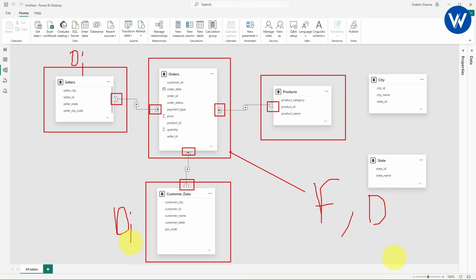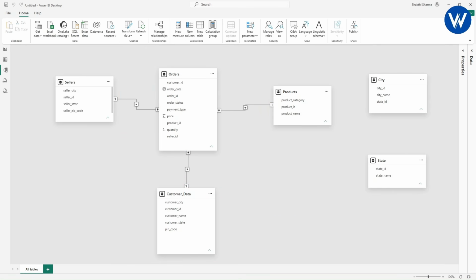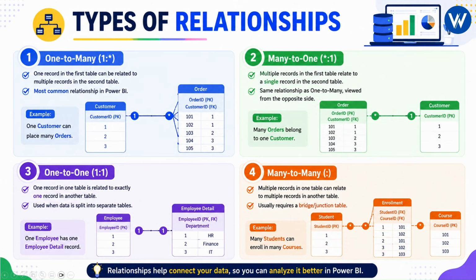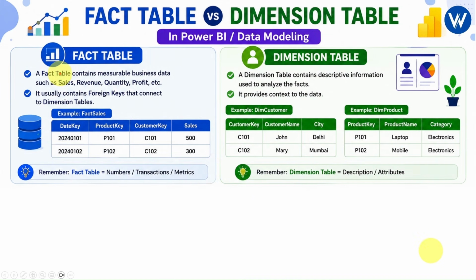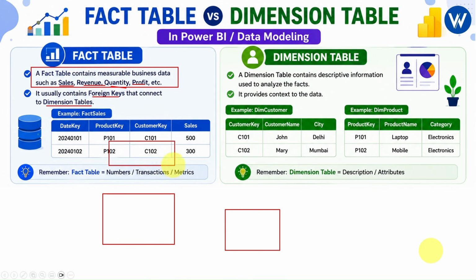This is also a dimension. Now let's see in detail what the difference is between a fact table and a dimension table. Let me show you with the help of a PPT. Right, here we can see the difference between a fact table and a dimension table. A fact table contains measurable business data such as sales, revenue, quantity, profit. Basically, these are known as fact tables where you can see the measurable values. It usually contains the foreign keys that connect to dimension tables.